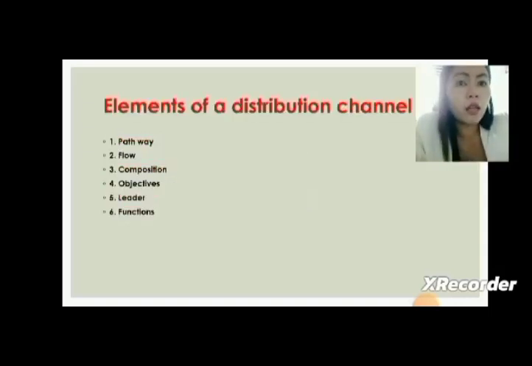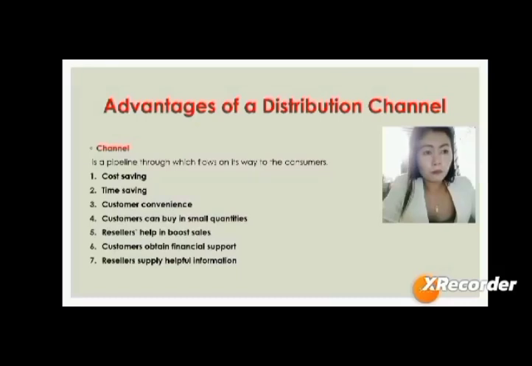Elements of a distribution channel. First, pathway. Second, flow. 3, composition. 4, objective. Number 5, leader. And the advantages of distribution channels. A channel is a pipeline through which goods flow on their way to the consumer. Number 1, cost savings. Number 2, time savings. Number 3, customer convenience. Number 4, customers can buy in small quantities. Number 5, resellers help boost sales. Number 6, customers obtain financial support. Number 7, resellers supply helpful information.